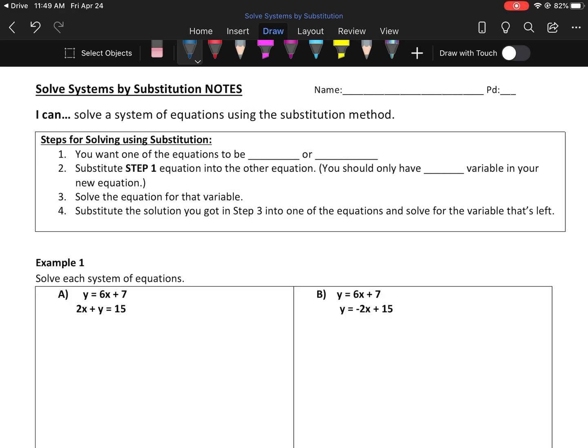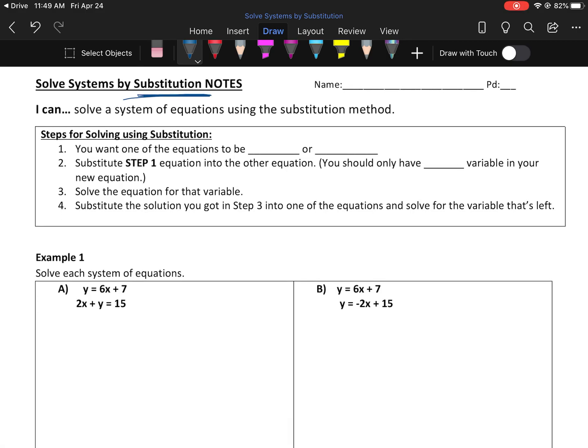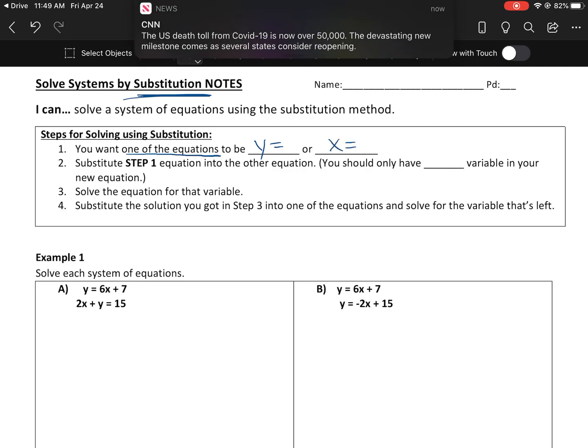Hey guys, we're going to learn a new method for how to solve systems today. We are going to use the substitution method. Now, when we want to use substitution, that's because we see that one of the equations is already y equals or x equals. Doesn't matter which one, but that's what we're looking for.